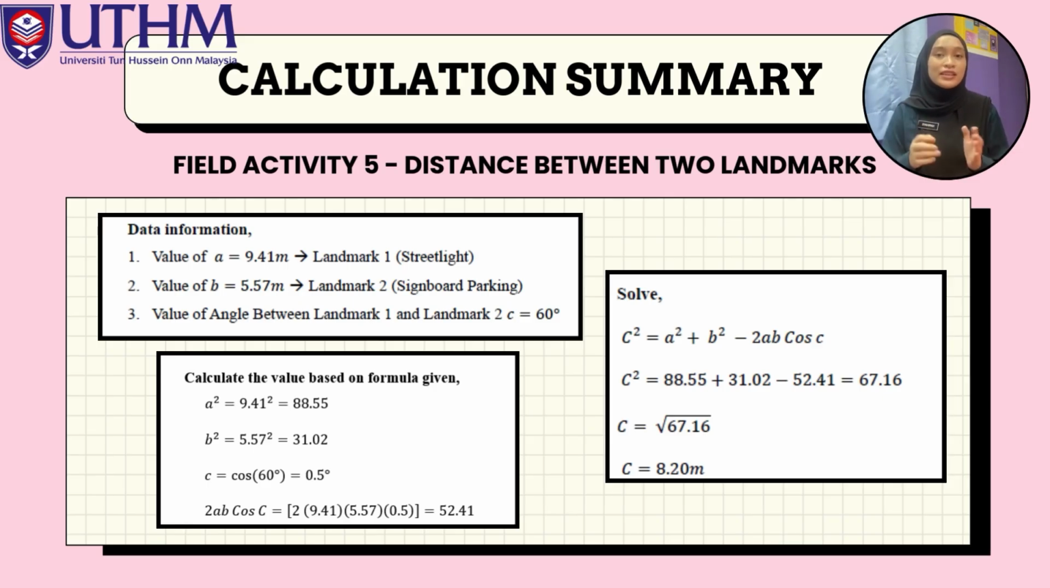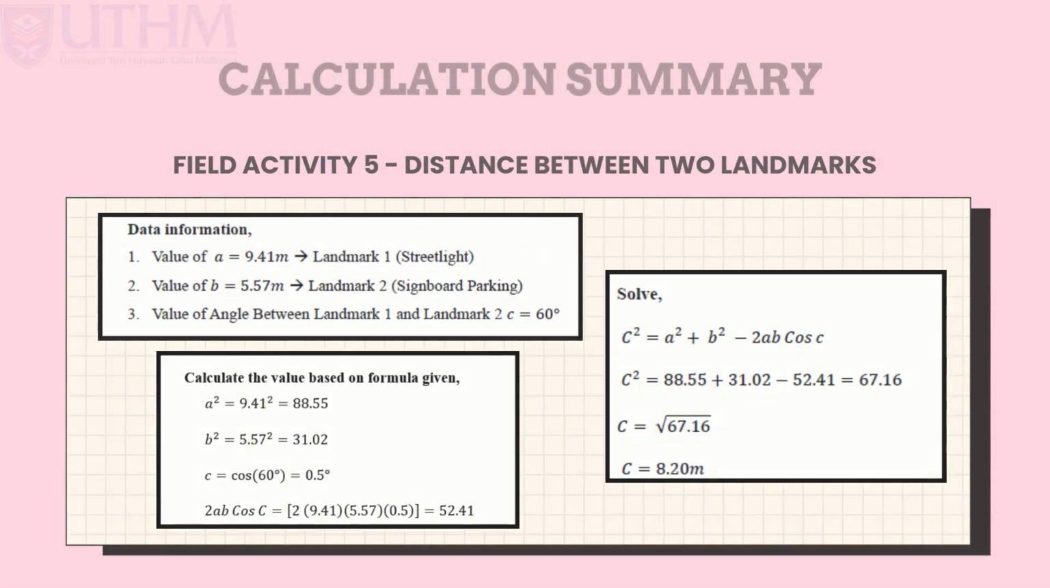We add 88.55 and 31.02 and then subtract 52.41. This results in 67.16. To obtain the final distance, we take the square root of 67.16. The square root gives a value of approximately 8.2 meters. Therefore, the calculated distance between the street light and the signboard is about 8.2 meters.